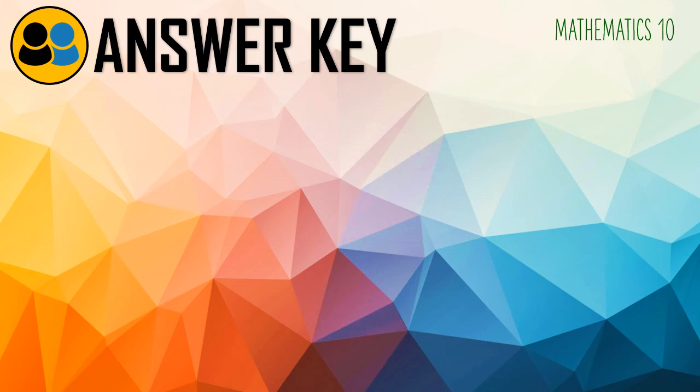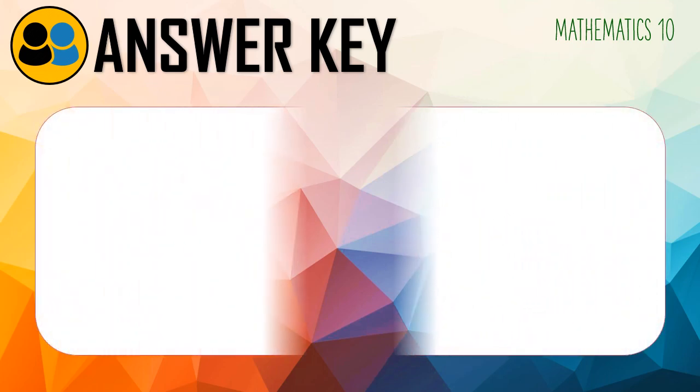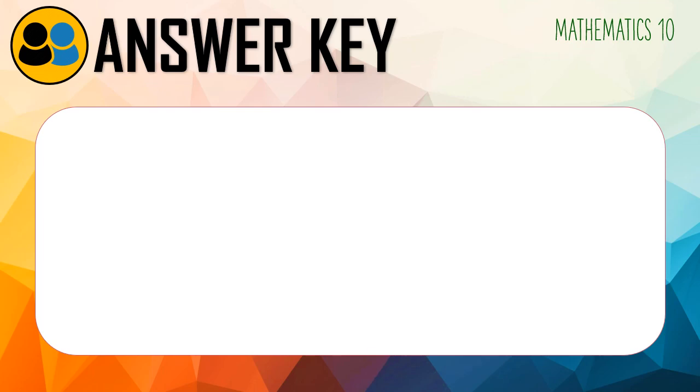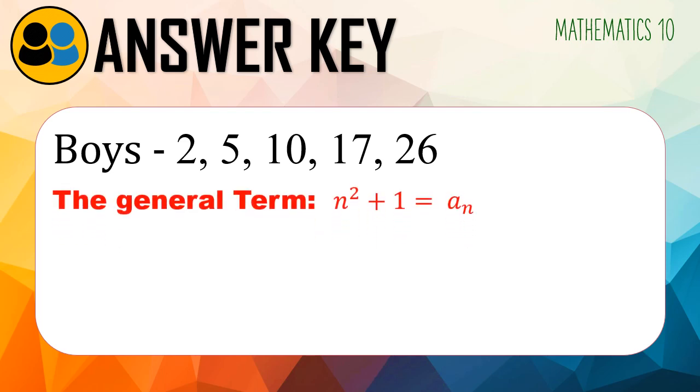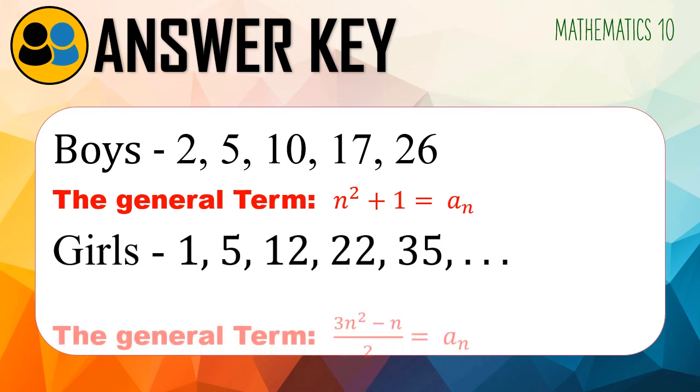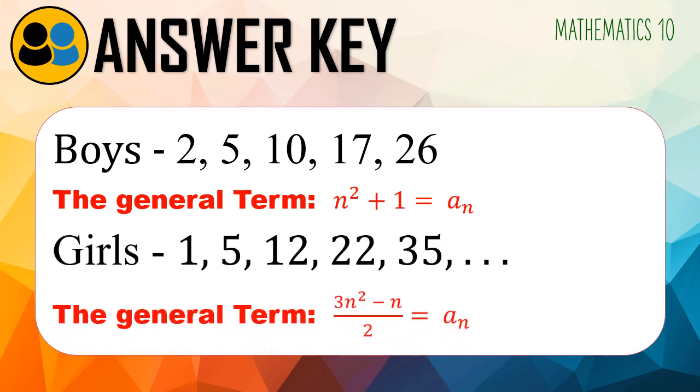So here's our answer key for the 2 additional questions that I provided. For the boys, the first question, the answer is n squared plus 1. And for the girls, we have 3n squared minus 2 all over 2 equals a sub n.